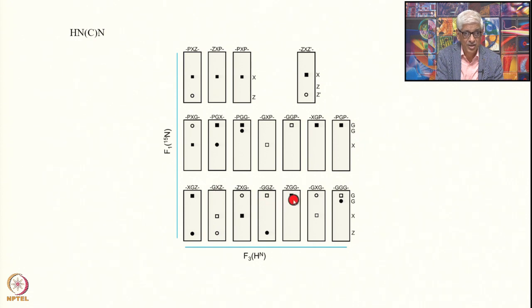This is very interesting. If you have a ZGZ, then you have positive on the top here. If you have this situation, negative. So these are extremely important combinations of peak signs, which you can cross check. Therefore, these appear as checkpoints in your walk through the polypeptide chain.